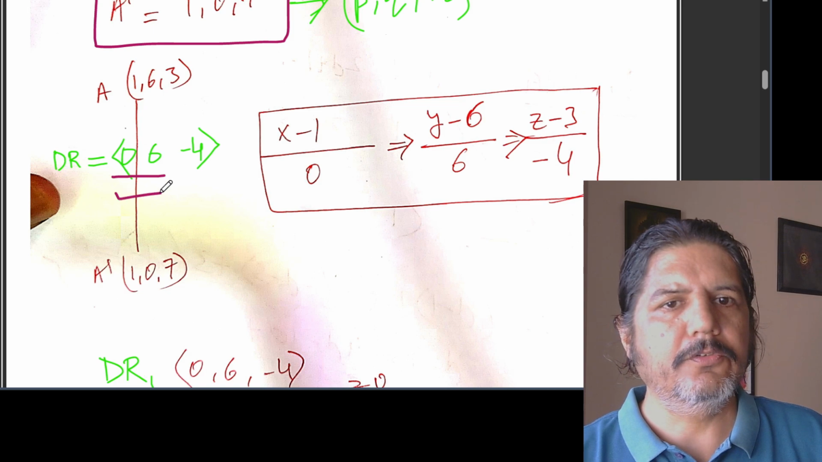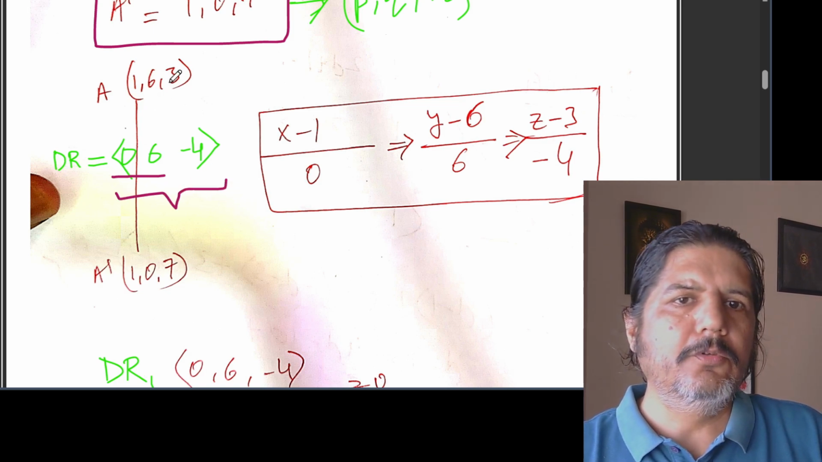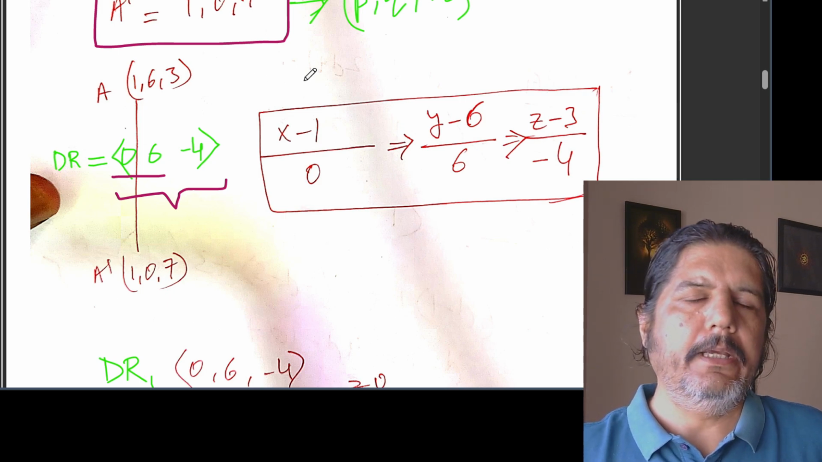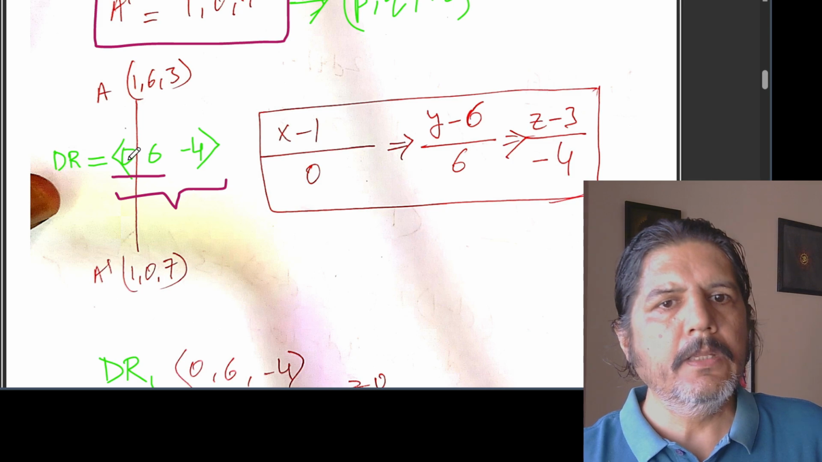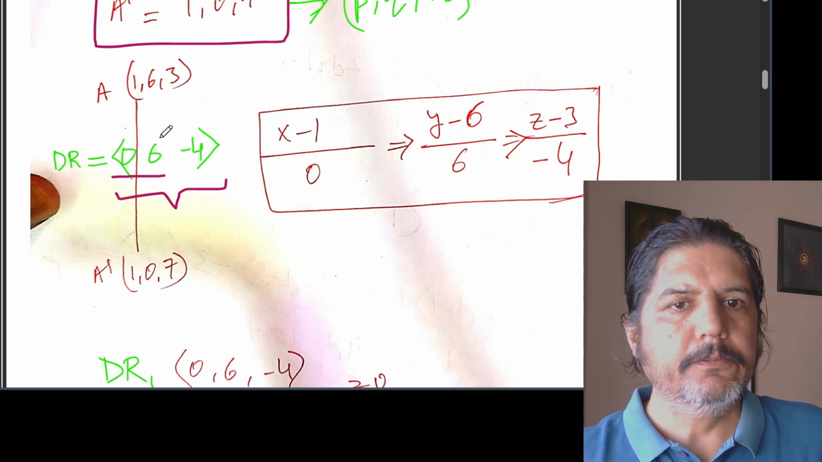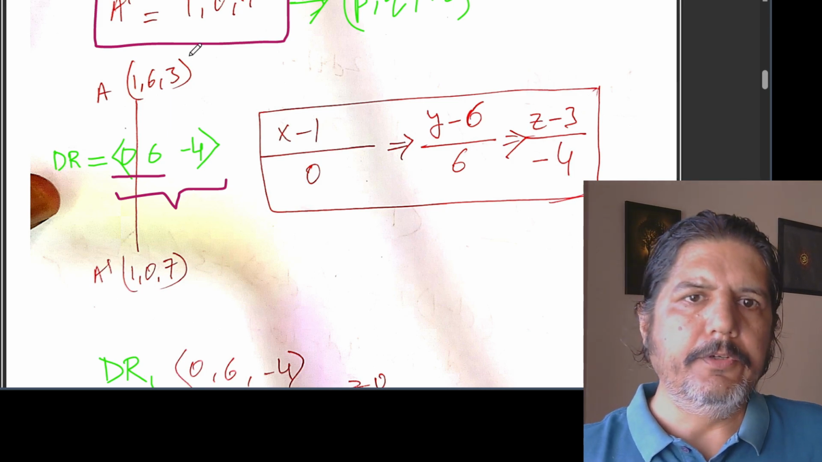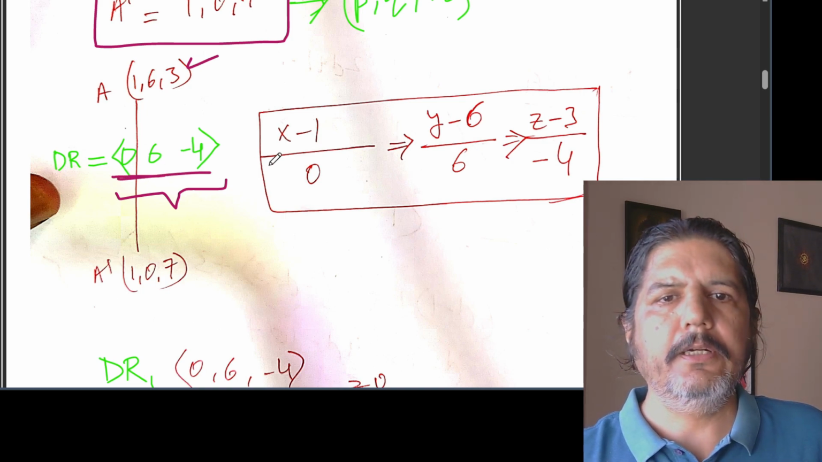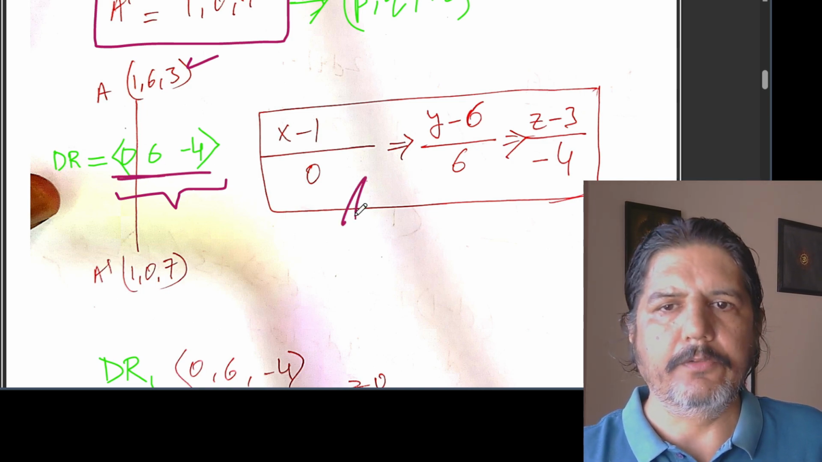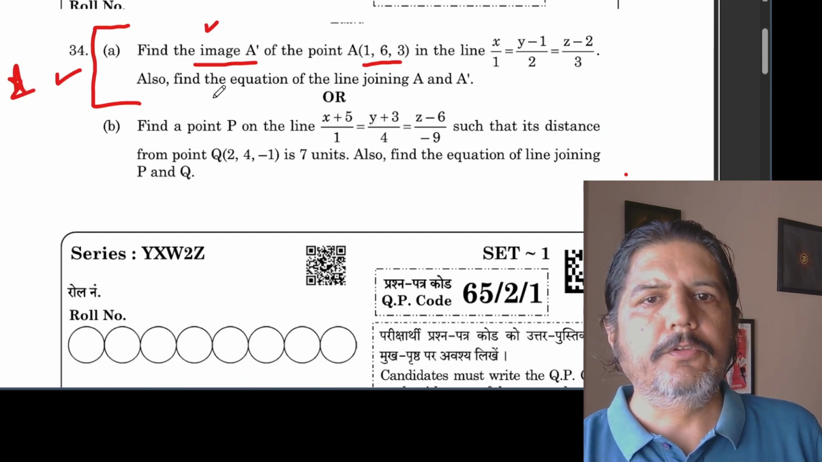So the direction ratios are 0, 6 and minus 4. And because this line passes through (1, 6, 3), my equation of the line would be (x minus 1) upon 0, (y minus 6) upon 6, (z minus 3) upon minus 4. So this is the equation of the line which passes through (1, 6, 3) and has direction ratios 0, 6 and minus 4. This is my final answer, the equation of the line in the Cartesian form. So this is what they had asked.